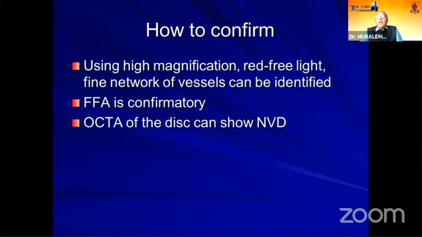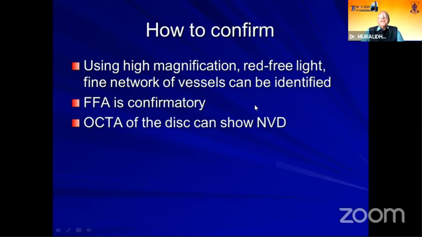So what are the tips I can give you to confirm or pick up these new vessels? One is use high magnification, as I've shown you in the previous example. One of the things that we don't use so much is a red-free light. That's a green filter that is available in the slit lamp. In all our slit lamps, this is available, and putting this red-free light can enhance the vascular pathologies and make the vessels appear much more brightly and easy to pick up. So use the red-free light whenever you are doing 90D lens examination in a patient.